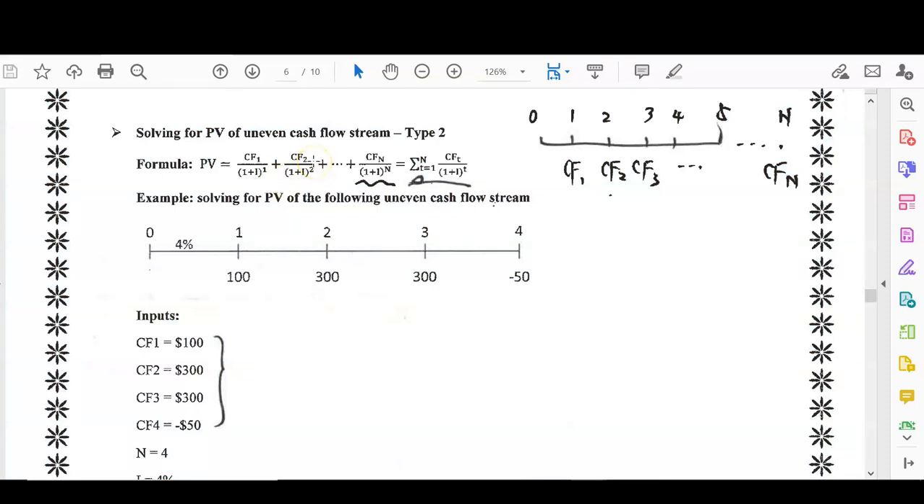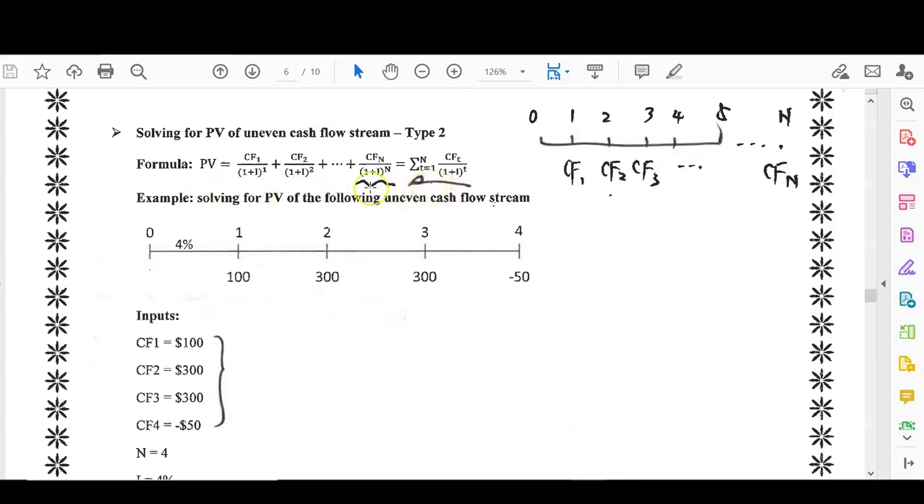For cash flow 2, we need to divide by 1 plus interest rate squared because we're discounting cash flow 2 from time 2 to time 0. For cash flow n, we need to divide by 1 plus I to the power of n because we're discounting it from time n to time 0. Okay? And we add all these numbers up to get the present value of the uneven cash flow.